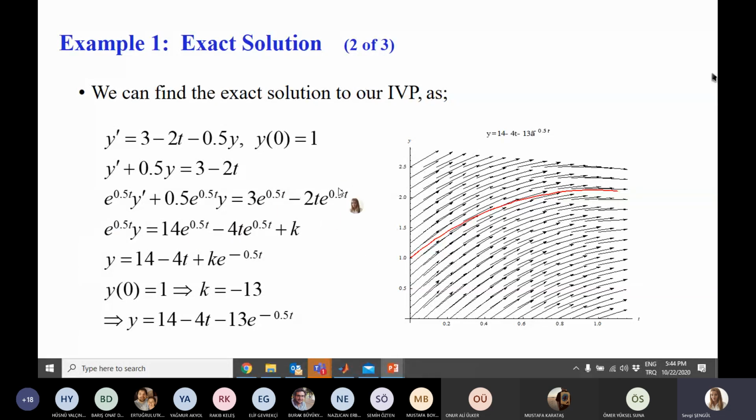Once I take the integral of that one, this is what I will get, and this will be the solution. And for y(0) equals 1, plug in 0 for t, make it equal to 1, find the constant k, and this is your special solution for this initial value problem. Here you go. This is your special solution. Okay?